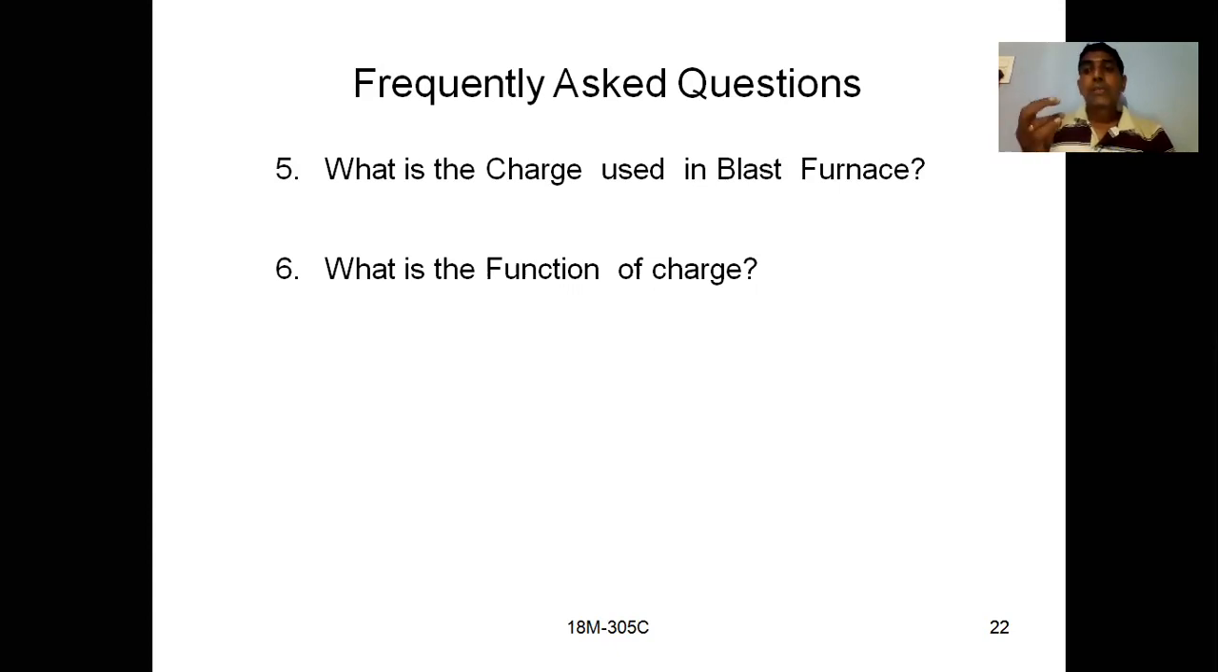And what is the function of coke? Coke will produce heat and it will act as a reducing agent. It is having two functions. And what is the third one? Limestone. Limestone will act as a flux. So what is a flux? Flux will react with the impurities and form slag. That slag can be removed. So indirectly we can remove the impurities. So these are the functions of charge. You are having three elements, iron ore, coke and limestone, and you have to mention the functions of all these three.